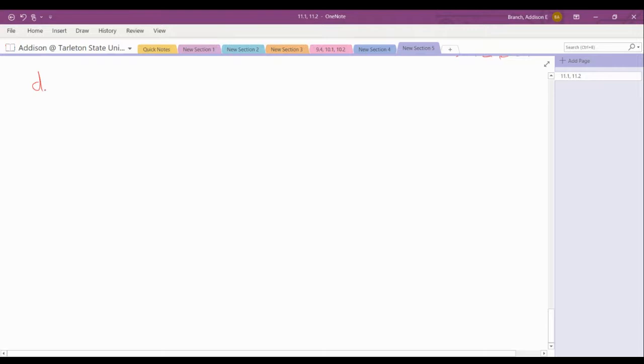All right, let's try another one. We're going to have 2 to the n minus 1 factorial over 2 to the n plus 1 factorial.